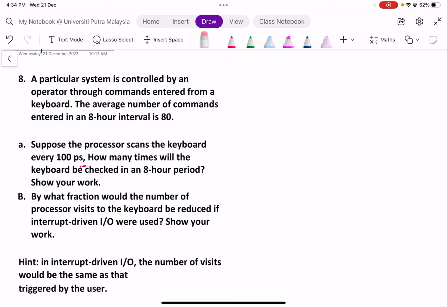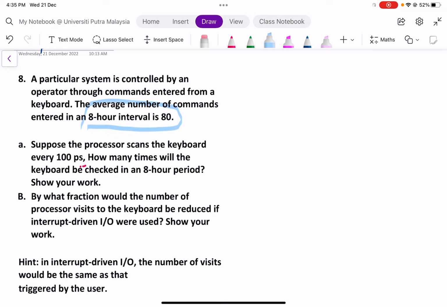We are discussing number 8 for the Chapter 7 assignment. Let's read it out together. A particular system is controlled by an operator through commands entered from a keyboard. The average number of commands entered in an 8-hour interval is 80. So this is our first clue over here.